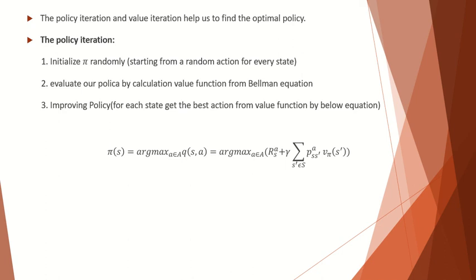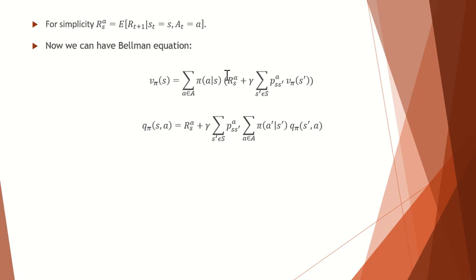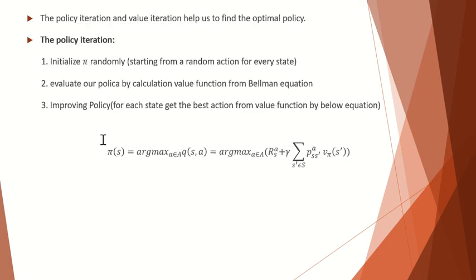Now I want to explain two algorithms, and by them we can obtain optimal policy. The first one is policy iteration. In this algorithm, we should start from a random value of policy, and it means we can start from a random action for every state. And in step two, we should evaluate our policy or action, and we can do that by Bellman equation, this equation. And in the last step, we should improve our policy, and it means that we can obtain the best action for each state from value function, and we will do that by this equation and maximizing this value.